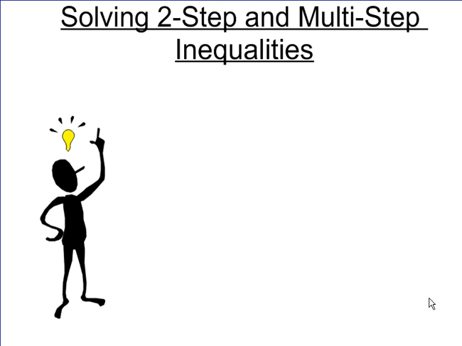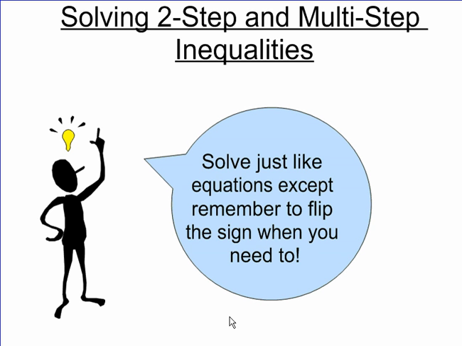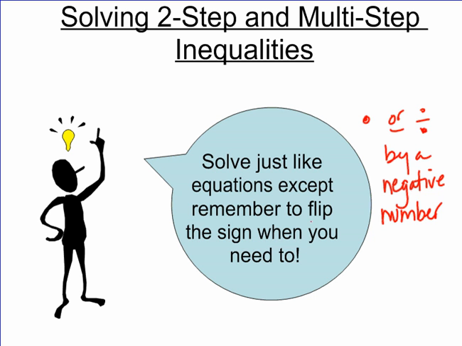Okay, so we do have to remember something: to solve just like equations, except remember to flip the sign when you need to. So when do we flip that sign? Let's remind ourselves, we're going to flip that sign when we multiply or divide by a negative number. We have to not forget that. That is when we're going to end up flipping the sign. As long as we remember that part, we're good.